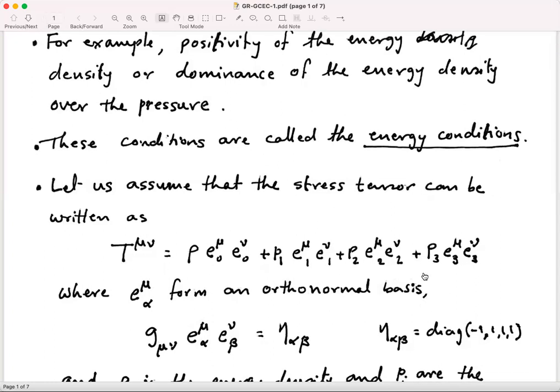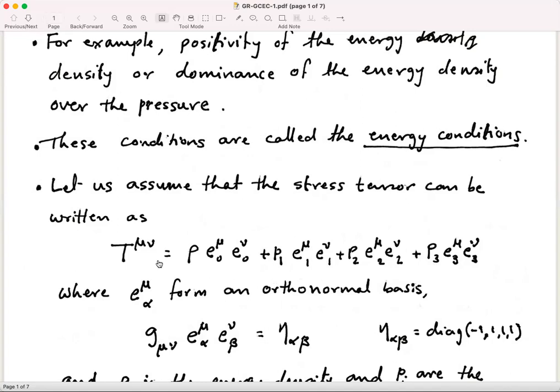so this is not a very drastic assumption if you really look at it carefully, although it is written in terms of four quantities, rho, P1, P2, P3. You may think that T mu nu is restricted quite a lot by doing this, but that's not really true, because E mu, E nu can be complicated functions, and therefore this representation can give you several non-trivial components of T mu nu by representing it in this fashion.